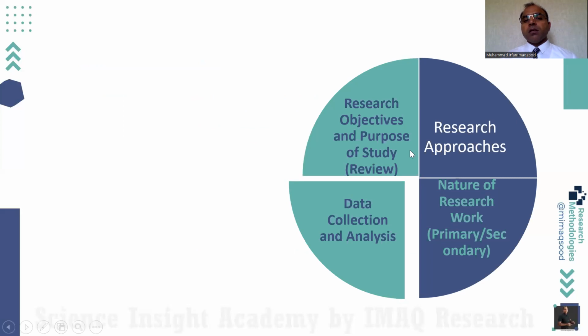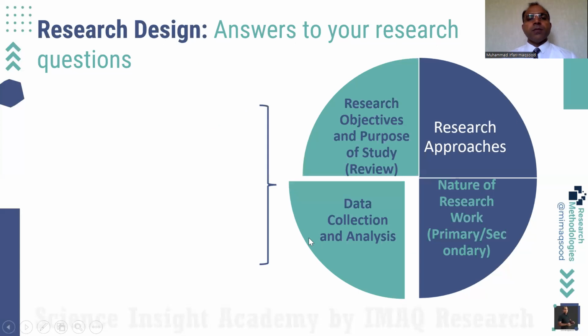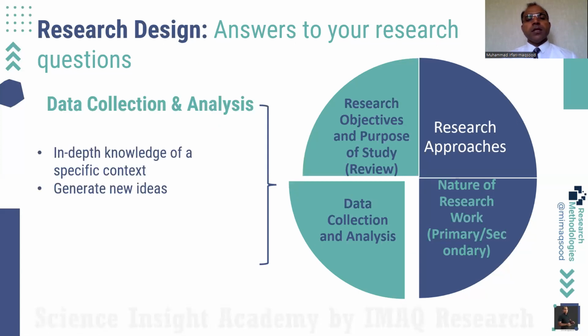So, you know the research objectives, you have chosen which research approach you are going to follow, which means categorizing your type of research. And also you have decided what nature of research work you are going to do, meaning primary or secondary. Then the most important thing is data collection and analysis. Data collection and analysis is the in-depth knowledge of a specific context.